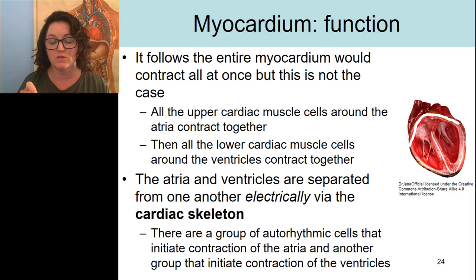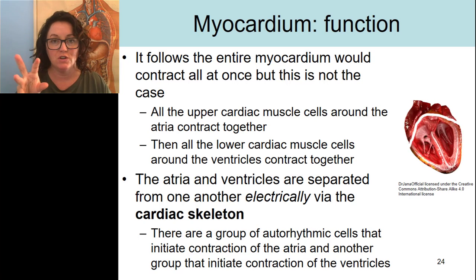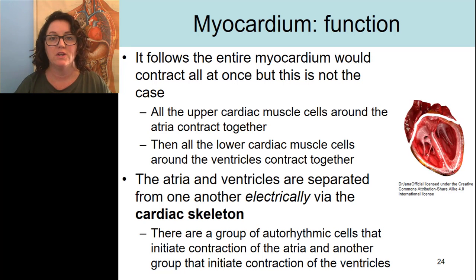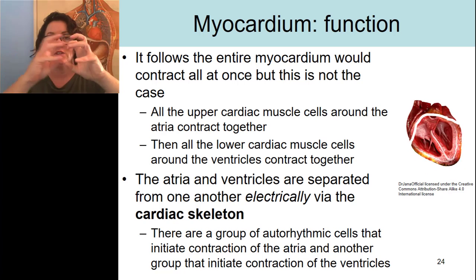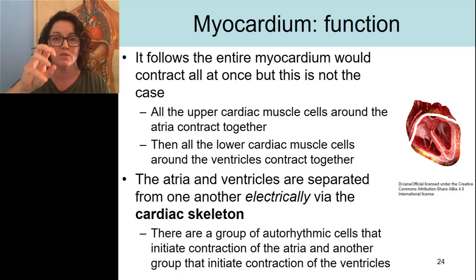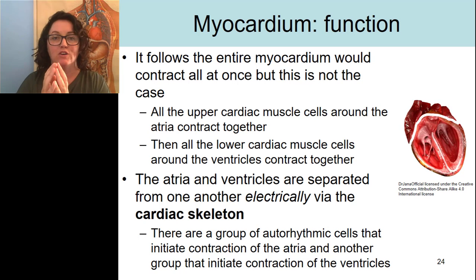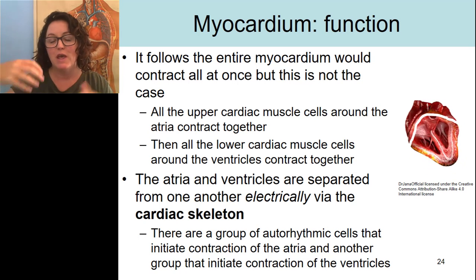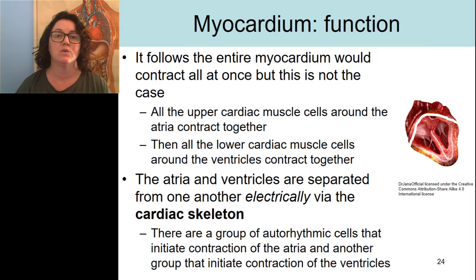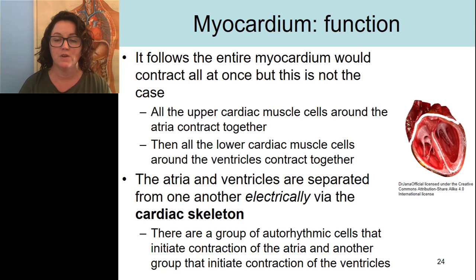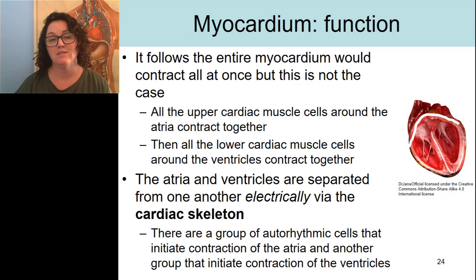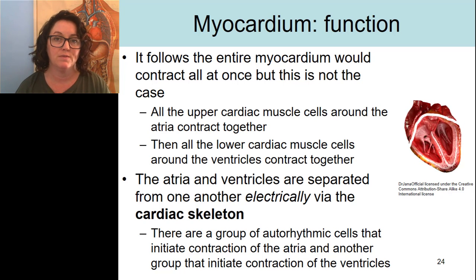This requires little patches of autorhythmic cells in two different places in the heart. We're going to need autorhythmic cells to start the action potential for the upper chambers, and then we need another patch of autorhythmic cells to start the action potential for the lower chambers. And we talk about this in a lot more detail in another video when we look at what's known as the cardiac conduction system. So these little groups of autorhythmic cells are called the SA node and the AV node.